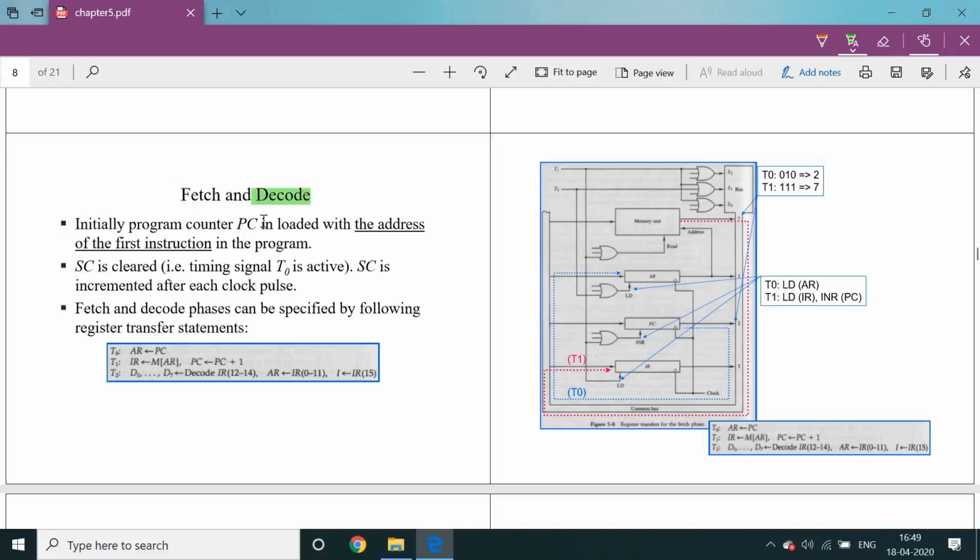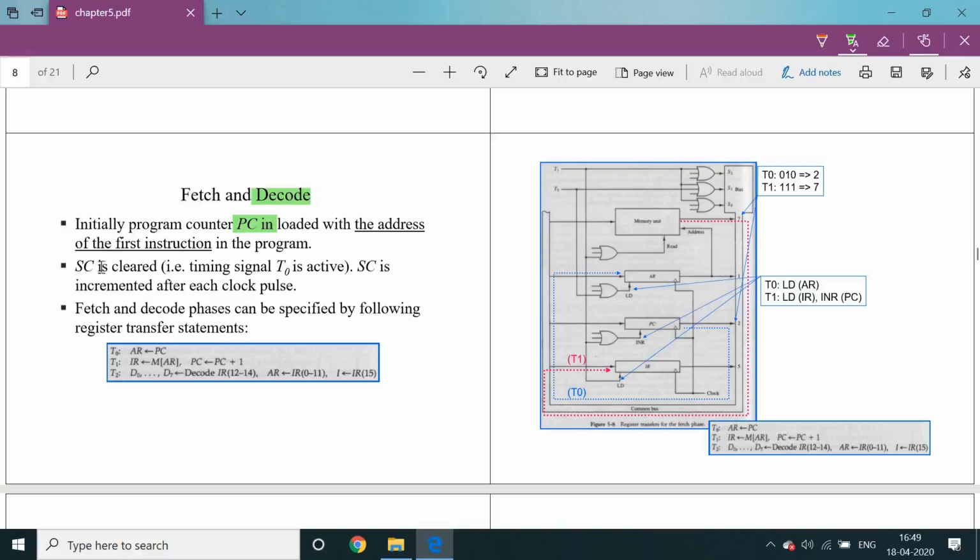Initially the program counter PC is loaded with the address of the first instruction in the program. While it is executing the first instruction, the program counter is automatically incremented by 1 and it points to the address of the next instruction.